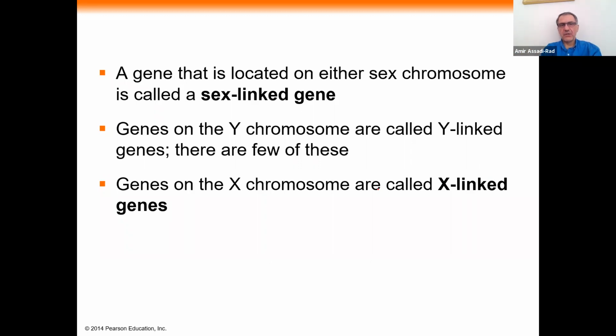A gene that is located on either sex chromosome is called a sex linkage. And then sex-linked genes, which as I promised you, we're going to talk about colorblindness. Genes on Y chromosomes are called Y-linked genes, and there are a few of these genes. Genes on the X chromosomes are called X-linked genes.